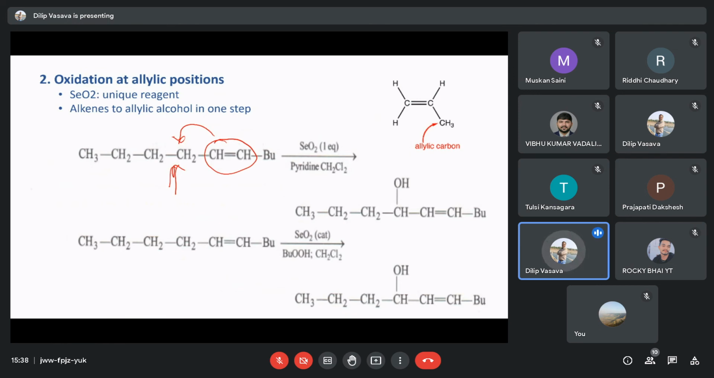So this allylic carbon is oxidized in the presence of the double bond, in the presence of SeO2. The double bond remains as it is, not oxidized; only the allylic carbon is oxidized. That is the specificity of selenium dioxide.